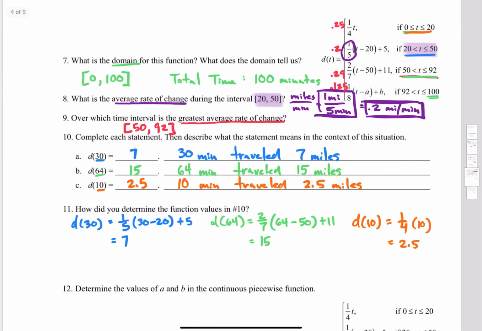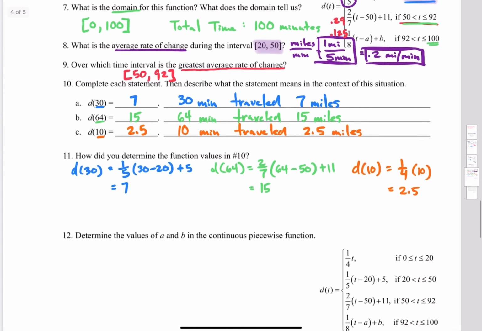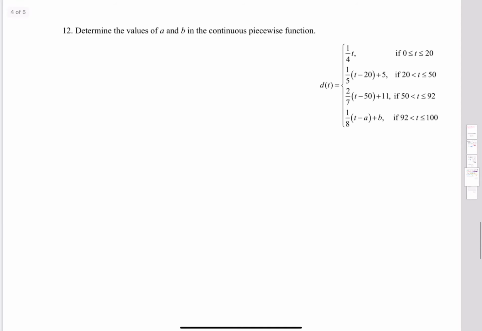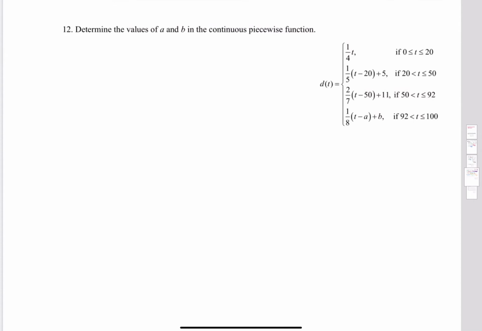Okay, so now let's take a look at this last piece here, number 12, and I moved this piecewise function down so that we could see it a little bit better. Well, what we want to do is figure out what the values of A and B are. If you didn't notice, in our last piece, instead of a number, we have A and B, two missing variables. And that's what we want to figure out.